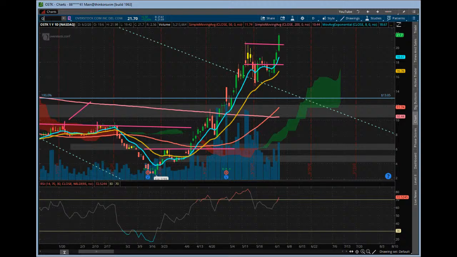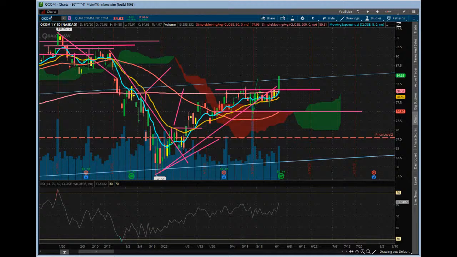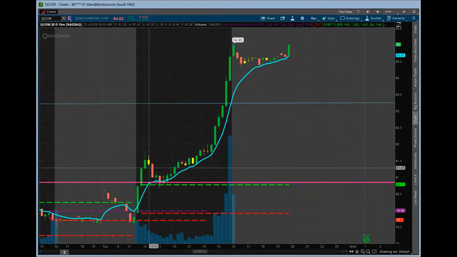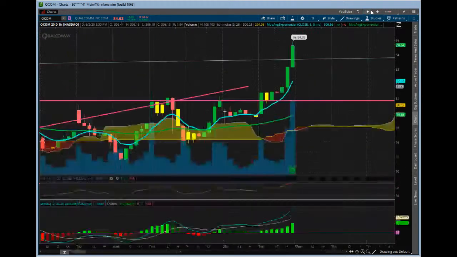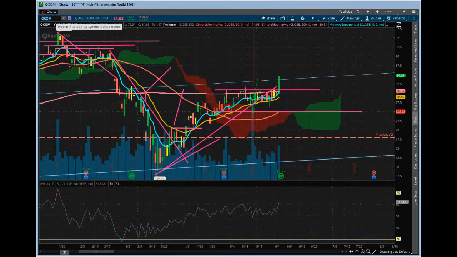Abhishek, what's going on? QCOM, yeah, it was a monster today. We pointed this one out on the live stream at the close today. It was just a great intraday cup and handle today. Gave us cup, handle, breakout, and the semis were strong pretty much all day today. So there's great stuff there.